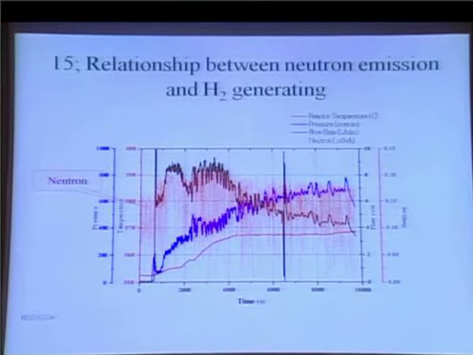This graph shows the behavior of neutron generation. Neutron generation is drawn by the red dotted line, this line. This is the neutron scale. Neutron generation shows the same change as the rate of hydrogen generation. Hydrogen generation and the neutron evolution seem to coincide very similarly.